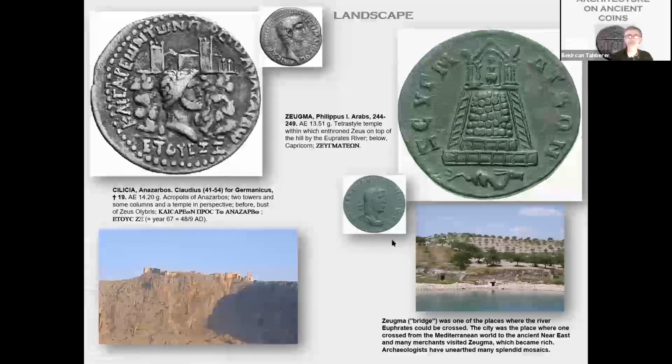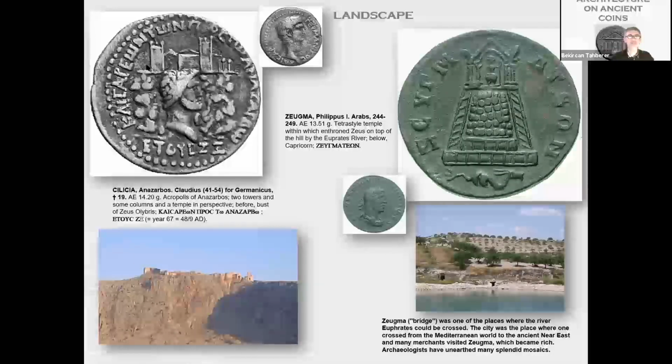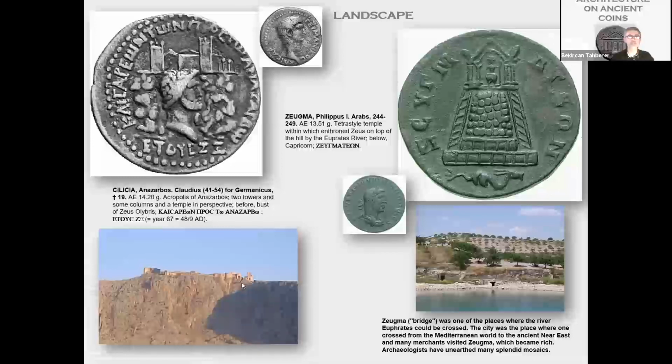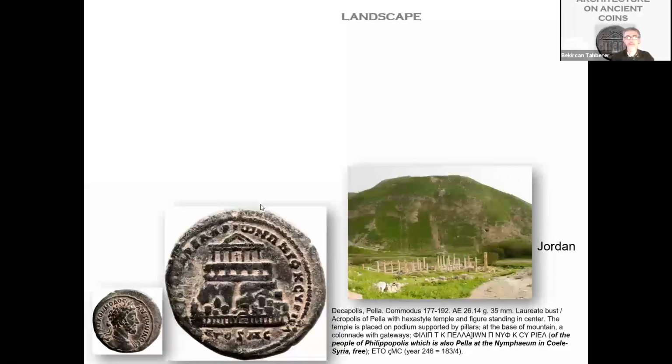So when you examine coins with landscape depictions, you can appreciate the art on each one of them. Here is another one from Anazarbus. You have the Acropolis on top of the outcrop, as you can see, and in the foreground is the bust of Zeus Olibris. And here is another one from Decapolis, Pella: the mountain, and on top of the mountain is the temple, and then some structures at the base of the mountain.